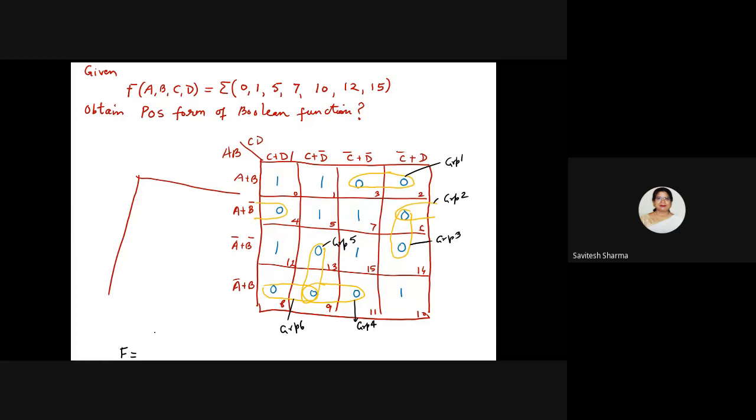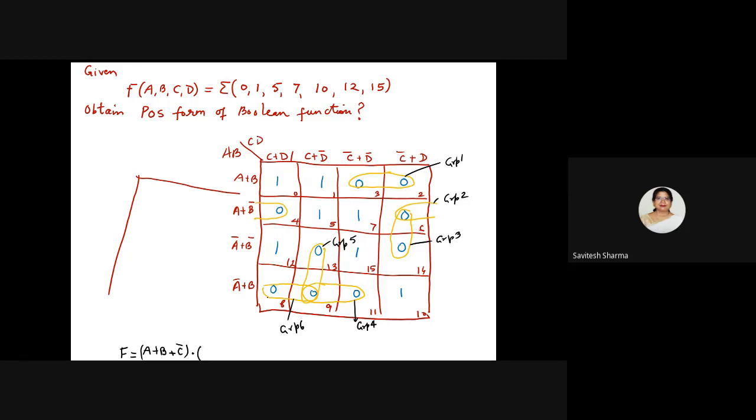Now tell me the expression for group 1. You stand here and see what is in horizontal and what is in vertical. So you see, you are not moving to another cell adjacent in vertical. So you will write A plus B. I am writing the expression for group 1. What about the horizontal? What is common? C complement. If you are moving from this cell to this cell, then you have common C complement. So this is the expression for the first group.